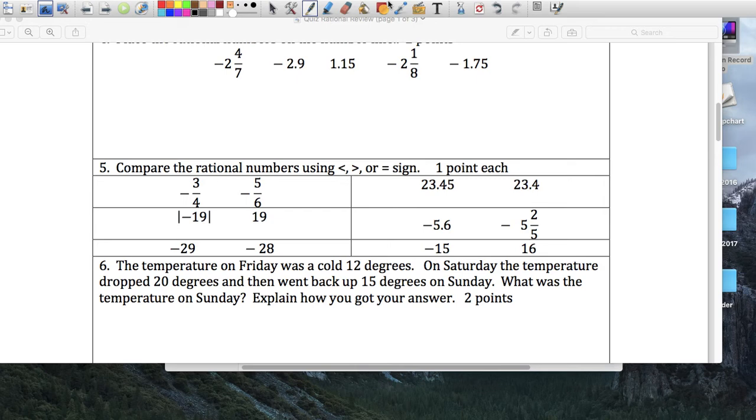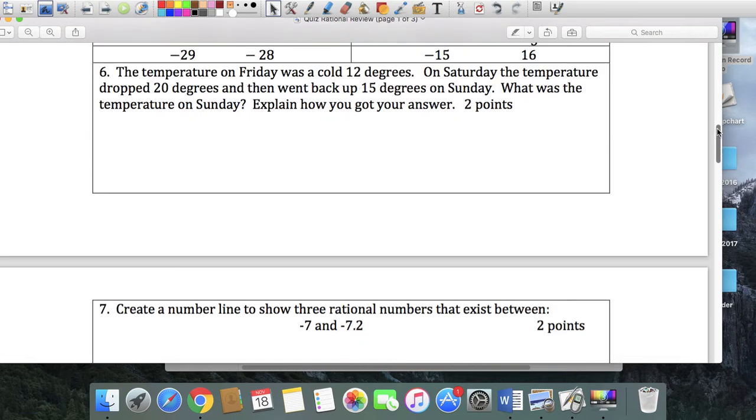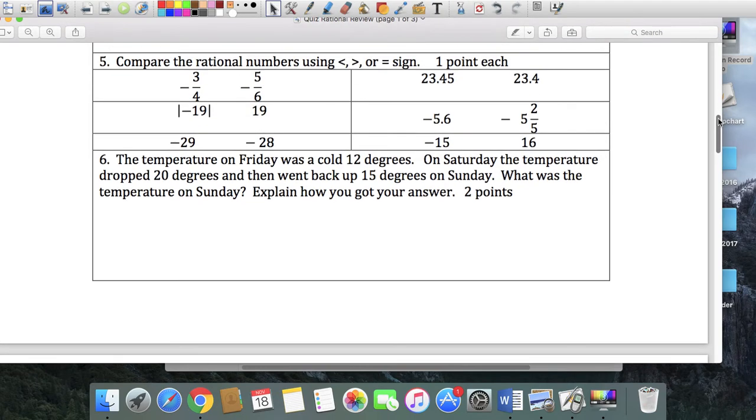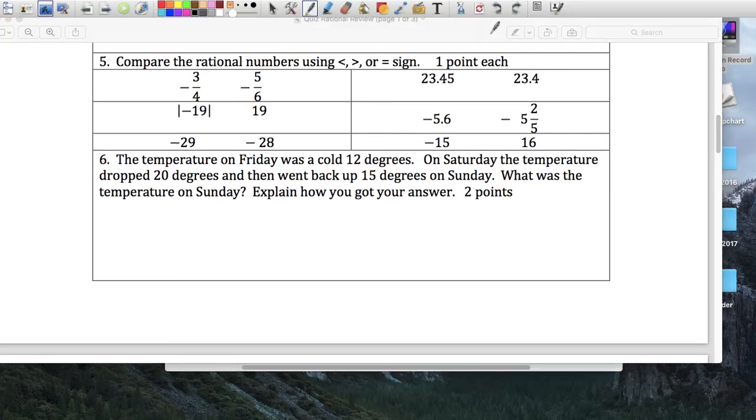The temperature on Friday was a cold 12 degrees. So the temperature reads 12 degrees. Okay. So if anything, let me make a vertical number line. So if that's 0, and on this particular day it was 12 degrees, it's pretty cold, right?